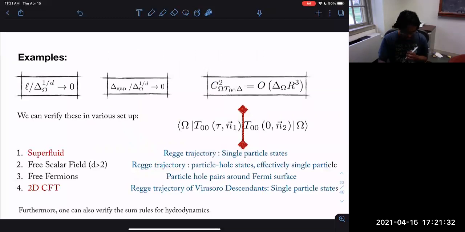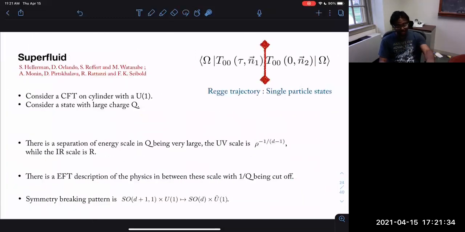Okay, so I will try to quickly go through the superfluid and the 2D CFT examples. I should be very quick. So here we all know about superfluid things because it's a large charge community. So roughly speaking, we consider a CFT on a cylinder with U1, and we consider a state with large Q. And when Q is large, there is a UV scale, which is determined by this quantity, and there is an IR scale, which is R.